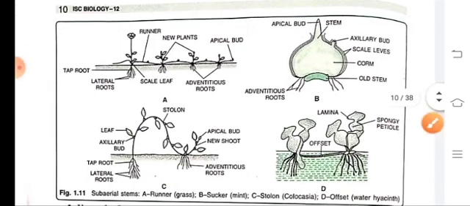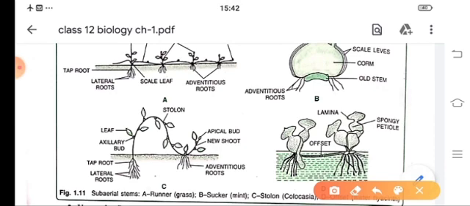Next, see here, subaerial stems: runner, then sucker, then stolon, and water hyacinth is an offset. Okay, so as you see, they are growing on the surface of the ground, and from these nodal regions adventitious roots arise, and new plants are growing up.